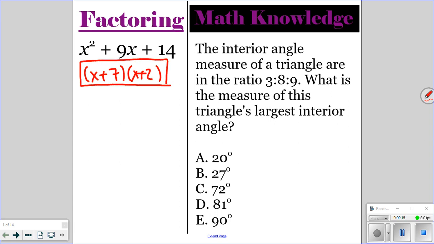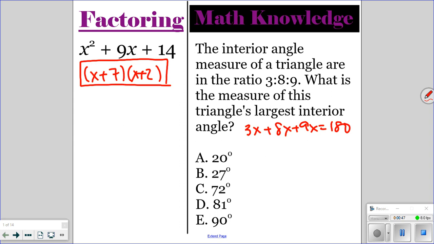For the math knowledge question, the interior angles are in a ratio of 3 to 8 to 9. So we know that they add up to 180, and we can do 3x plus 8x plus 9x equals 180. Because whatever x is, they all reduce to the same 3 to 8 to 9. So 3x to 8x to 9x would still reduce because they can all divide by x. So basically, when they give you a ratio like this, you put a variable with them and then add them up to equal whatever it's supposed to.